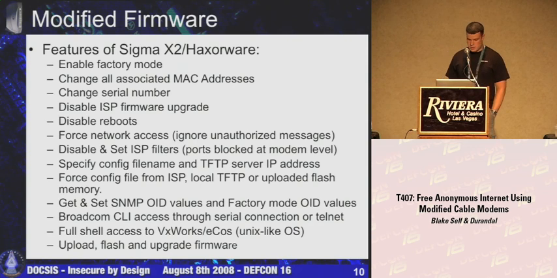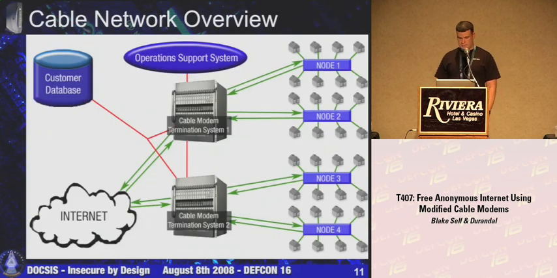And it uses that. You can get and set SNMP OID values and factory mode OID values. You have full Broadcom CLI access through serial connection or telnet. And, of course, full shell access to the VxWorks or eCos Unix-like operating system that's on the modem. And, of course, upload, flash, and upgrade firmware. So if you need to get a newer version, you can do it fairly easily.